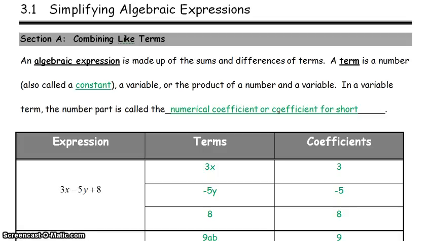An algebraic expression is made up of sums and differences of terms. A term is a number, also called a constant, a variable, or the product of a number and a variable. In a variable term, the number part is called the numerical coefficient, or just the coefficient for short.